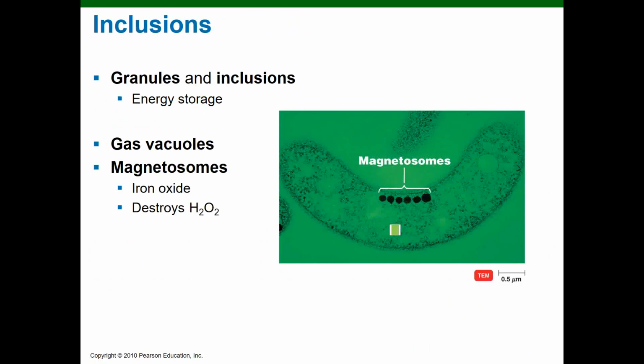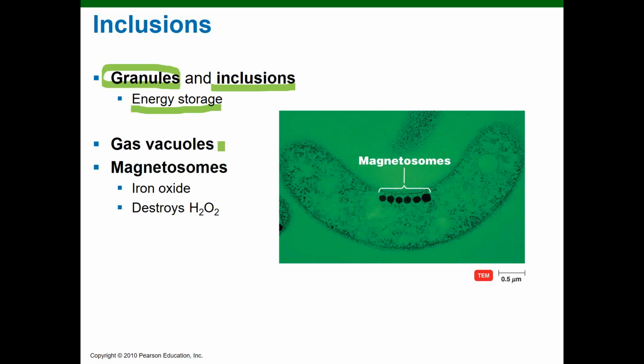All right, so it is possible for some bacteria to also have inclusions or things that are found in the cytoplasm that aren't ribosomes or genetic material. Names for these inclusions, we can call them granules, or we can just call them inclusions. The function is for energy storage. So sometimes we can also have iron particles stored here. So in this case, these are magnetosomes.